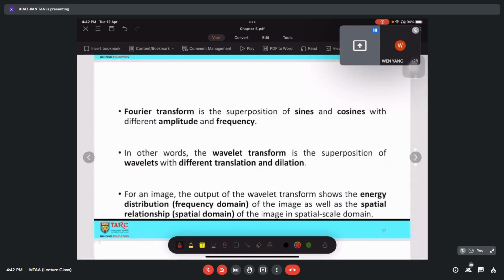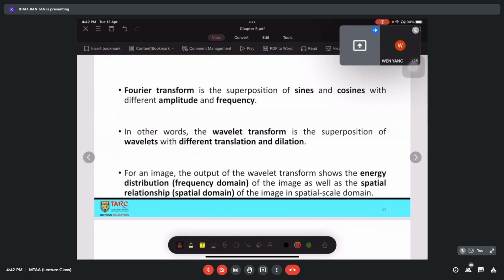So Fourier transform is a superposition of sine and cosine with different amplitude and frequency. In other words, the wavelet transform is a superposition of wavelets with different translation and dilation. To be frank, if you are very strong in mathematics, you can easily resolve image processing issues.